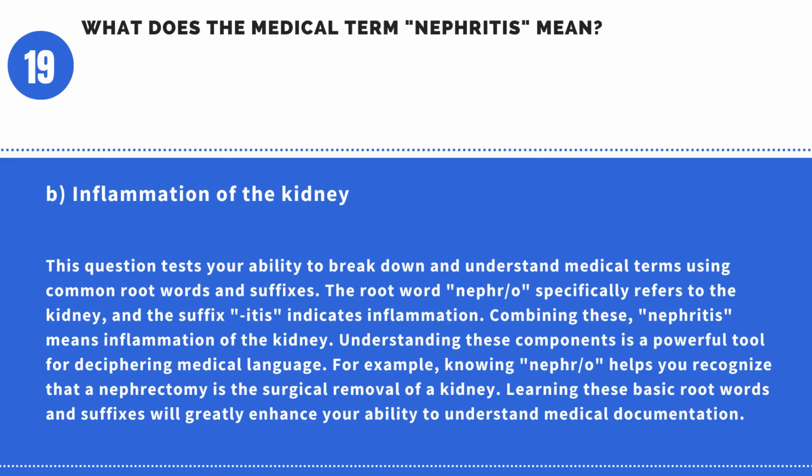Answer B. Inflammation of the kidney. This question tests your ability to break down and understand medical terms using common root words and suffixes. The root word nephr/o specifically refers to the kidney, and the suffix itis indicates inflammation. Combining these, nephritis means inflammation of the kidney.